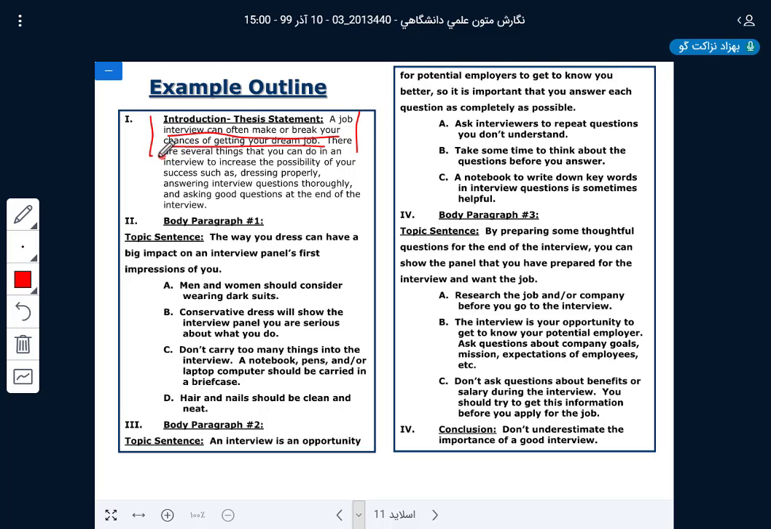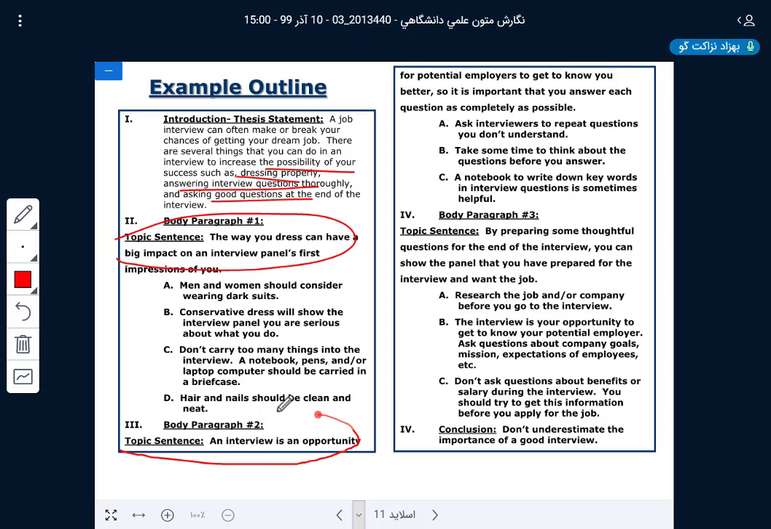But if you want to be more specific and the people know what they will see in the rest of the writing, you can just put these blueprints or actually subpoints. So as you see, each of these three ideas, dressing properly and the others, can be a topic sentence for each paragraph. This is the topic sentence of paragraph 1. This is the topic sentence of paragraph 2, body paragraph 2.